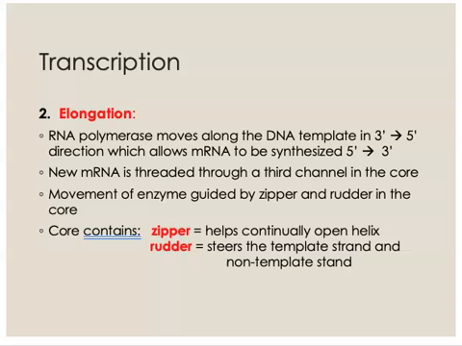What the zipper does is it continually pushes the double helix of DNA apart. As the enzyme moves forward, as it moves downstream, we need something to keep the two strands of DNA apart. And that's what the zipper is doing. It is physically forcing those two strands of DNA apart, breaking the hydrogen bonds between the bases. The rudder is a little different. What the rudder is going to do is steer, just like the name suggests. It will steer the template strand in one direction, and it will steer the coding strand in the other direction.